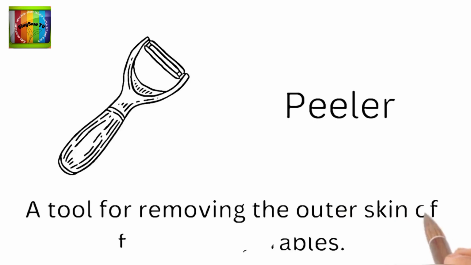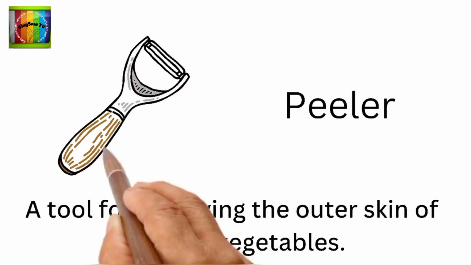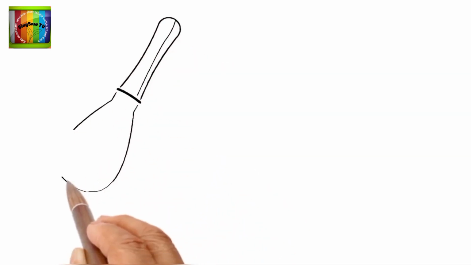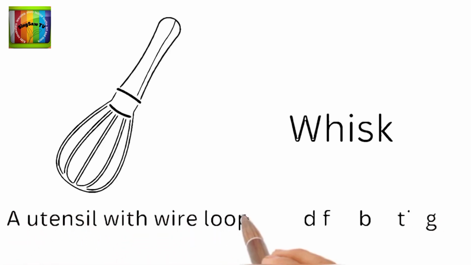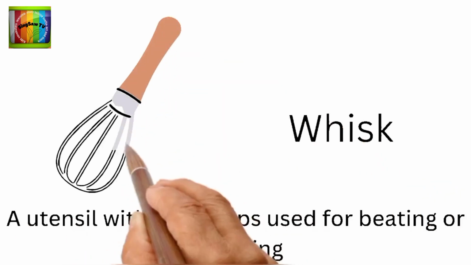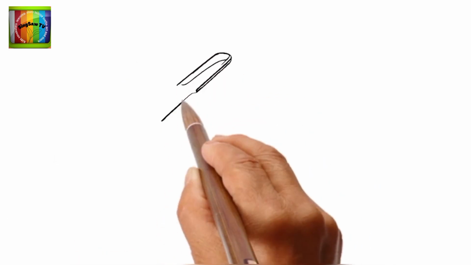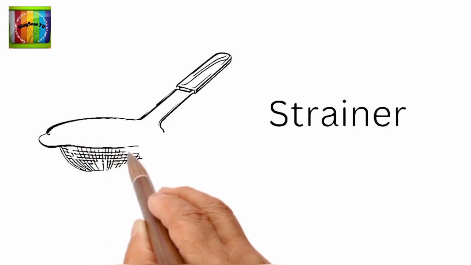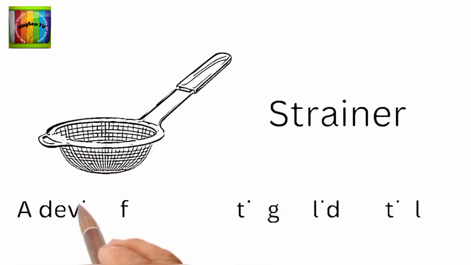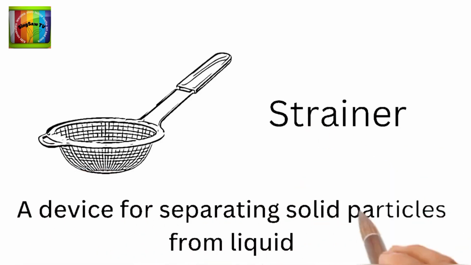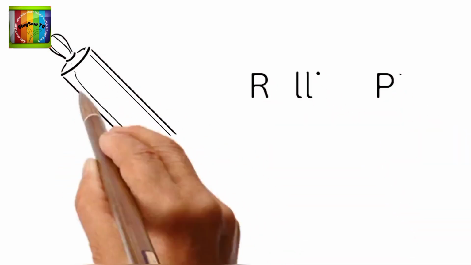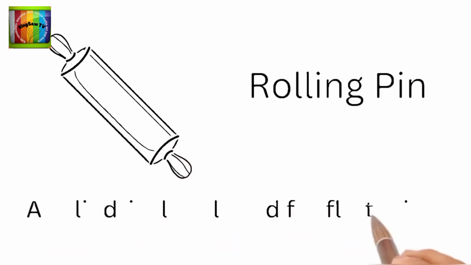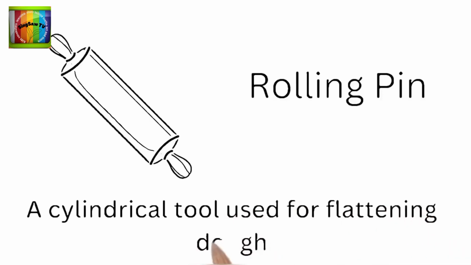Peeler. A tool for removing the outer skin of fruits or vegetables. Whisk. A utensil with wire loops used for beating or whipping. Strainer. A device for separating solid particles from liquid. Rolling pin. Cylindrical tool used for flattening dough.